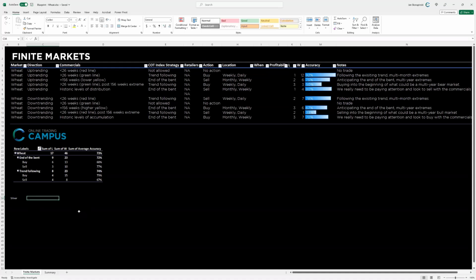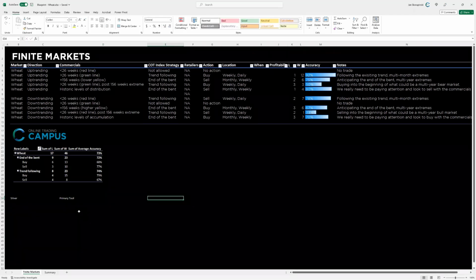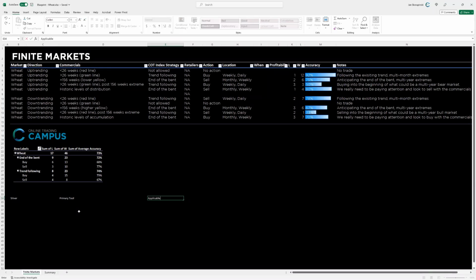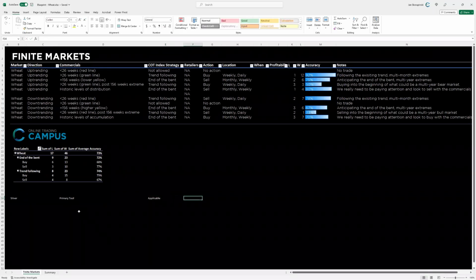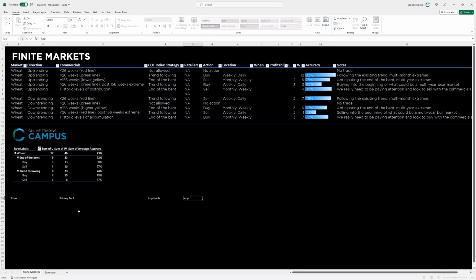And on silver, we basically said that the commercials are our primary tool, and we can use our index strategy, and the retailers are also applicable, so that's all applicable. That's for silver. That's our primary tool. And we look at the retailers here as well.